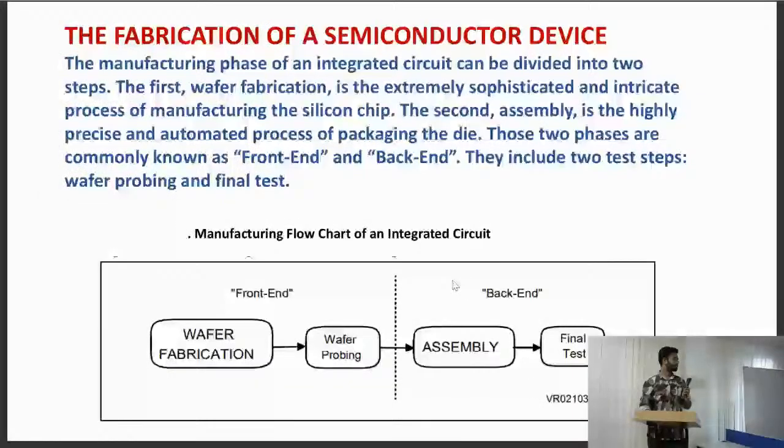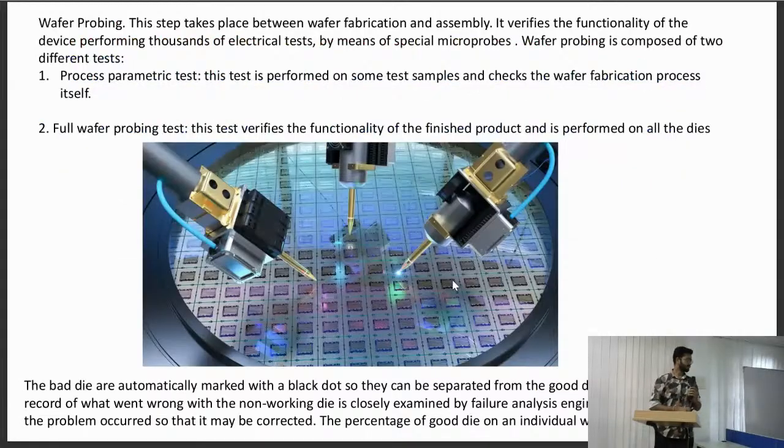Fabrication of semiconductor devices has two parts: the front end and the back end. We have discussed the front end so far. Now we are going to the back end. The front end consists of wafer fabrication and wafer probing, and the back end consists of assembly and the final test. So this is the back end process.